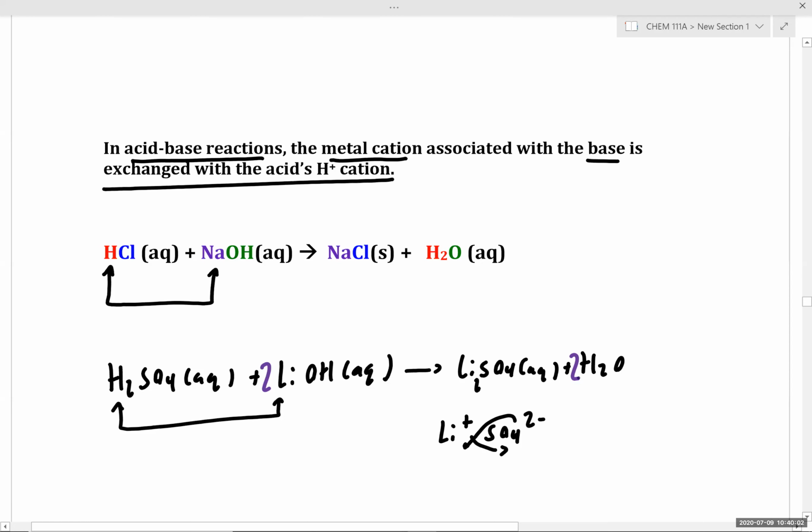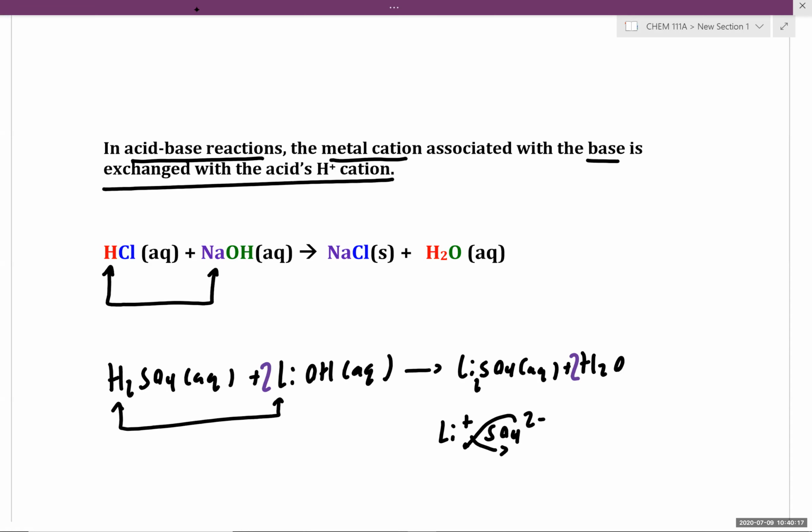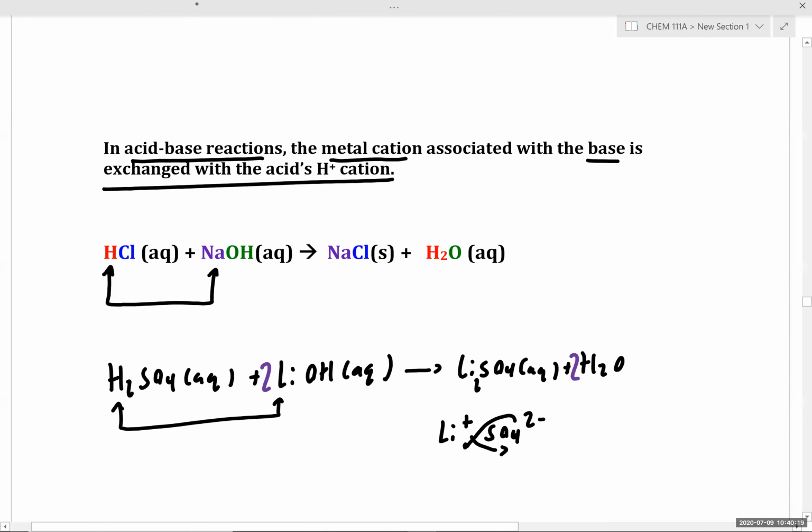Now, one thing I really want to emphasize, you can't just swap your atoms and call it a day. You need to make sure that the formulas that you're writing are charge balanced. Does that idea make sense so far? Any questions so far on this section?